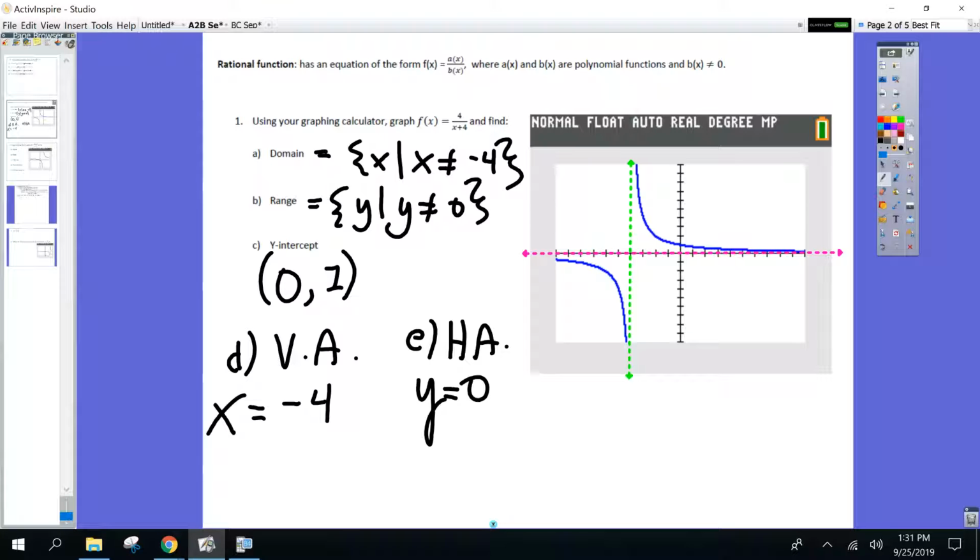Oh, so maybe horizontal and range are related. Vertical and domain are related. We'll see. We need one more, though, to prove our point. Everyone all good here? Okay, clear out Y1 for me. Graph number 2.